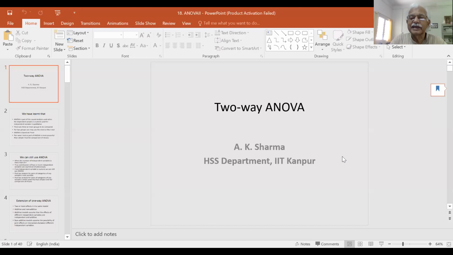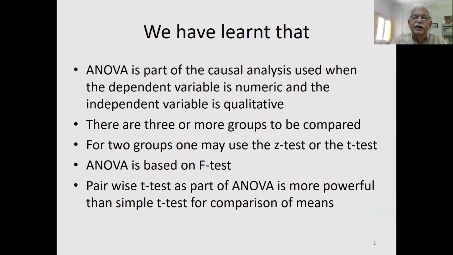Friends, I would like to share some slides. I will go through them hurriedly because routine things are given in the usual textbooks, and I must focus on the conceptual issues involved in the analysis of variance. So ANOVA is part of the causal analysis used when the dependent variable is numeric and the independent variable is qualitative.